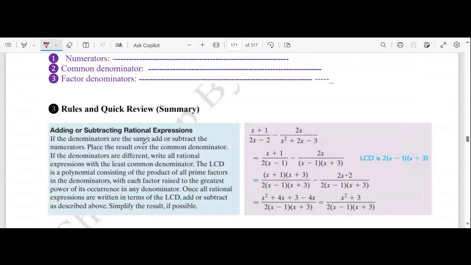If the denominators are the same, add or subtract the numerators. Place the result over the common denominator. If the denominators are different, write the rational expressions with the least common denominator, LCD. The LCD is the polynomial consisting of the product of all prime factors in the denominators, with each factor raised to the greatest power of its occurrence in any denominator. Once all rational expressions are written in terms of the LCD, add or subtract as described above. Simplify the result if possible.